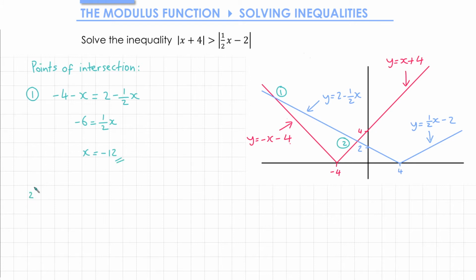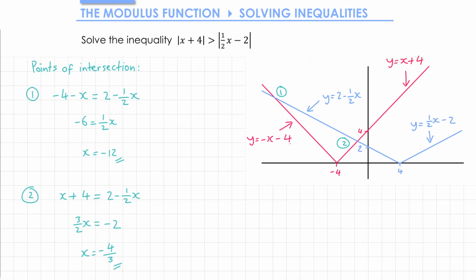To find intersection point 2, again we've got the equations labelled on the graph. We've got this line here, which is y equals x plus 4, equals this line here, 2 minus a half x. Adding a half x to both sides gives us 3 over 2 x, and subtracting 4 from both sides gives us minus 2. Multiplying both sides by 2/3 gives us x equals minus 4/3.